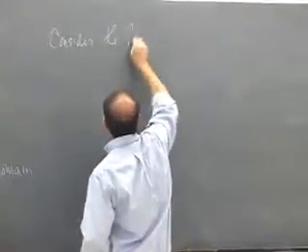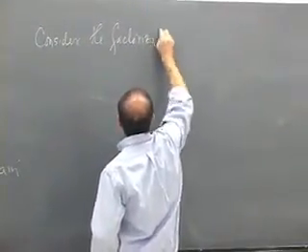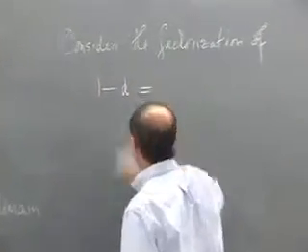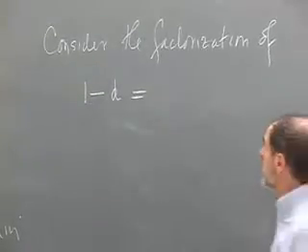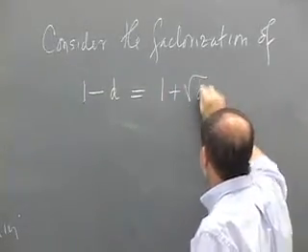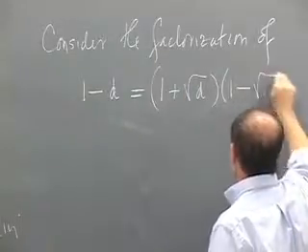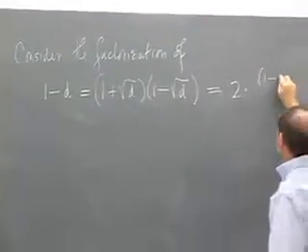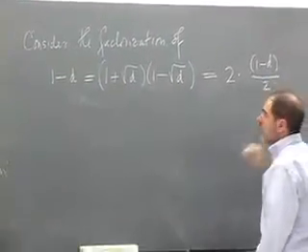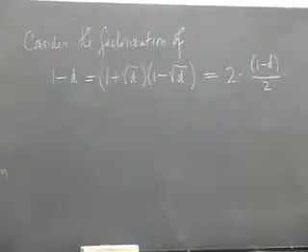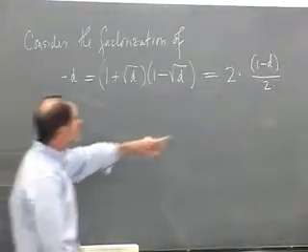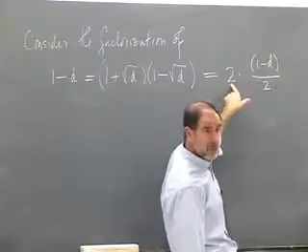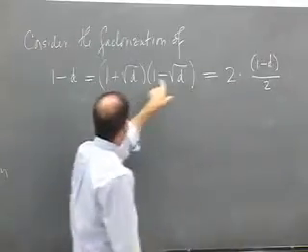All right, so consider the factorization of 1 minus d. I'm going to write 1 minus d in 2 different ways. I'm going to write it as 1 plus the square root of d times 1 minus the square root of d, and as 2 times (1 minus d) over 2. Now, since d is 3 mod 4, it's an odd number. So if I subtract it from 1, I get an even number. So this is an integer. This is an integer. Those are elements in our ring. And these are certainly elements in our ring.